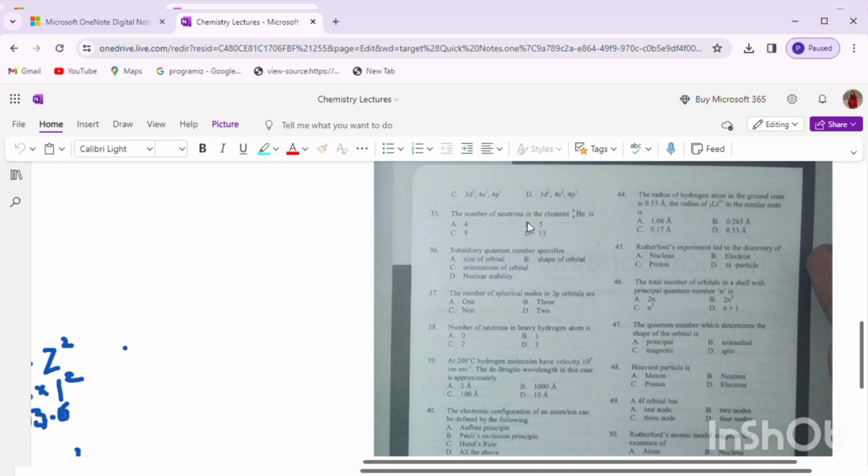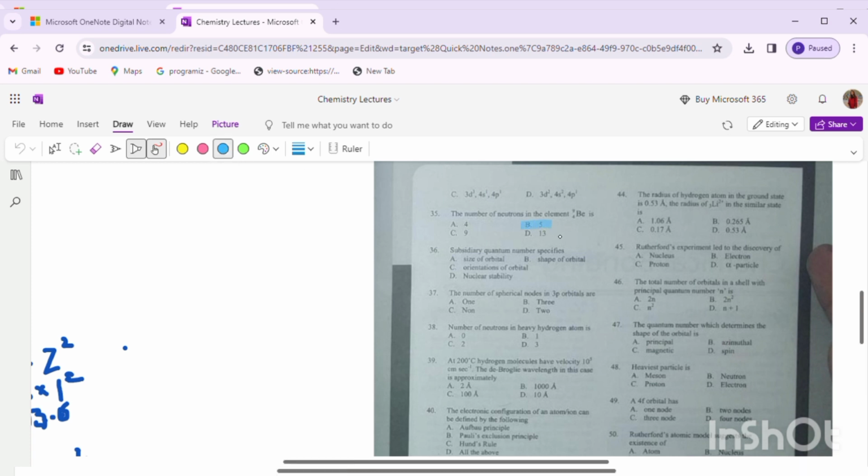So our correct option is 5. Okay, let's go with the 36th MCQ.